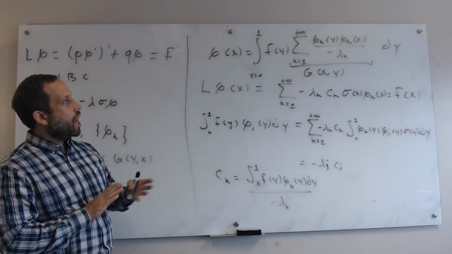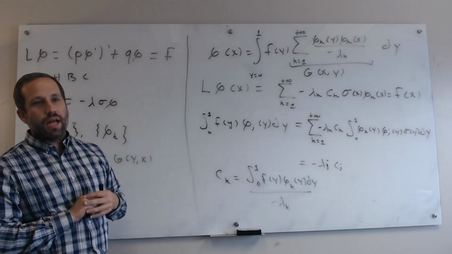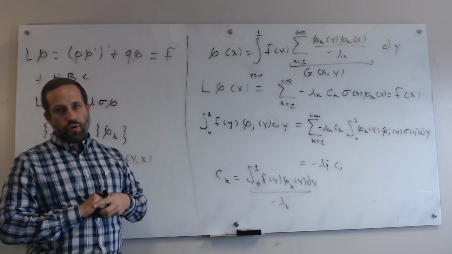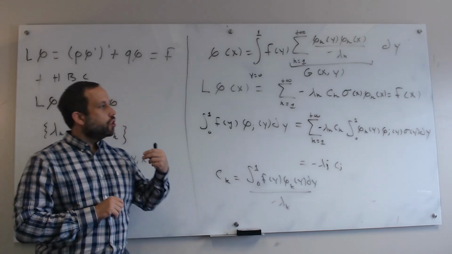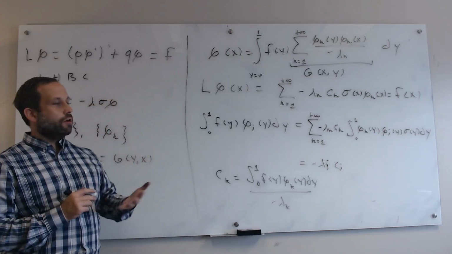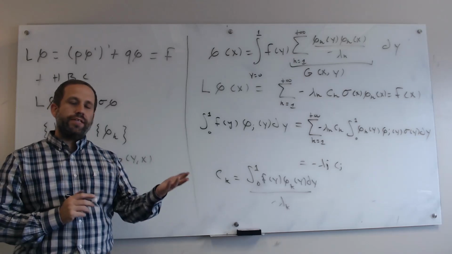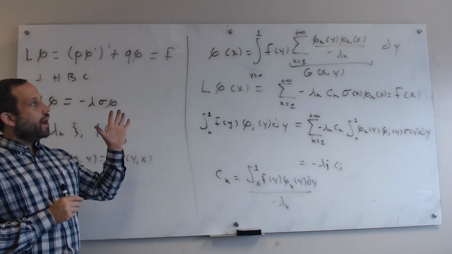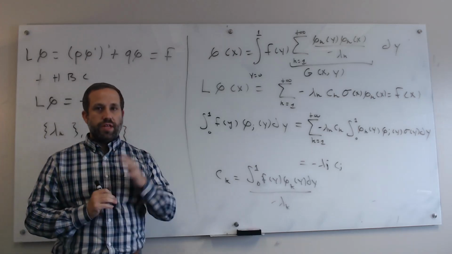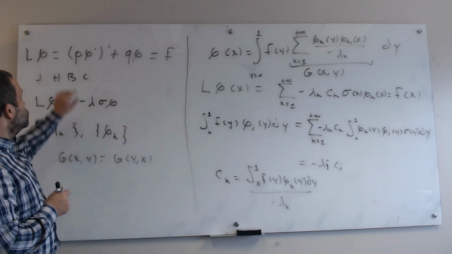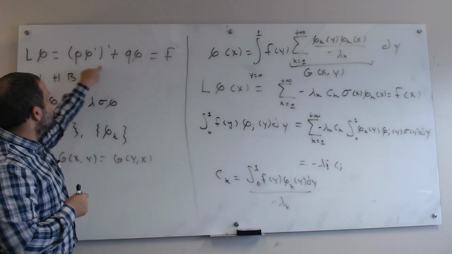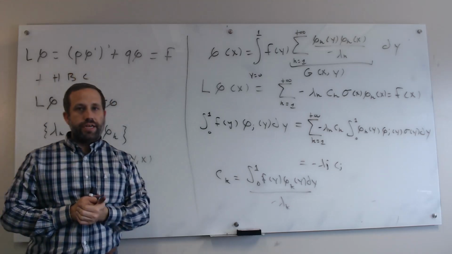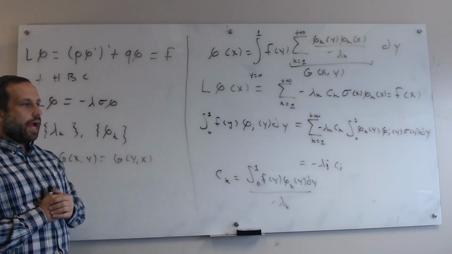Okay, now what happens if 0 is an eigenvalue? If 0 is an eigenvalue, this is not defined. If 0 is an eigenvalue, there is no Green's function. So for there to be a Green's function, 0 cannot be an eigenvalue. If 0 is an eigenvalue, there are generalized Green's functions, but there is no Green's function. So that's what we're going to assume: that for our differential operator, which is given by this here, and the homogeneous boundary conditions, 0 is not an eigenvalue.